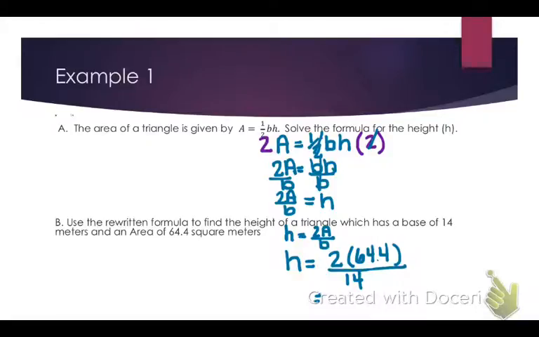Now, I simply do 2 times 64.4, which would be 128.8, divided by 14, which will result in a solution of 9.2 meters for the height.